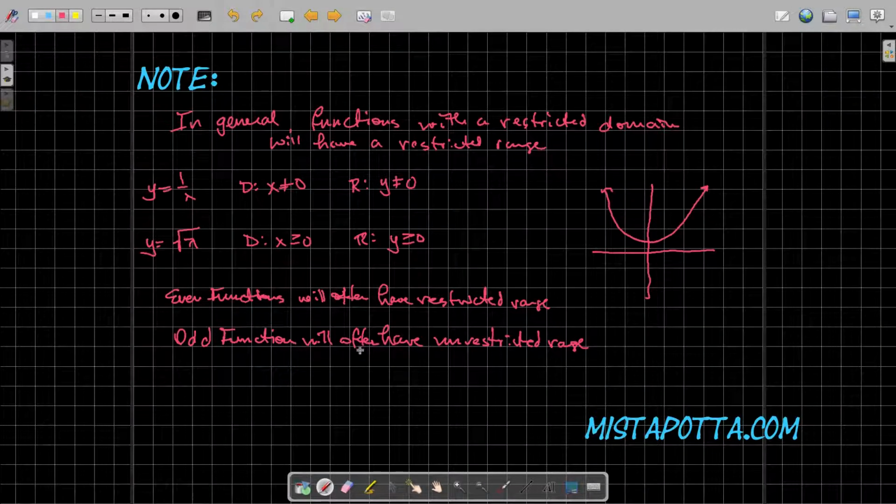Now, I say often because there are functions like this function here, which is an odd function, but it does have a restricted range. But it's often nice to think of, if I'm looking for a function that has an unrestricted range, I'm going to be looking at odd functions primarily. Similarly, even functions will have restricted ranges, but later on in this course, we'll actually be talking about some even functions that have an unrestricted range. So it's not a universal thing, but it is often something that's good to take a look at. So it's just something to consider. It's a good rule of thumb. It's not an absolute, though.